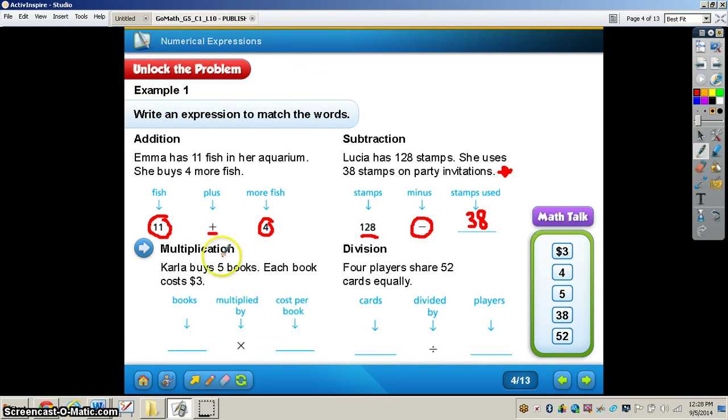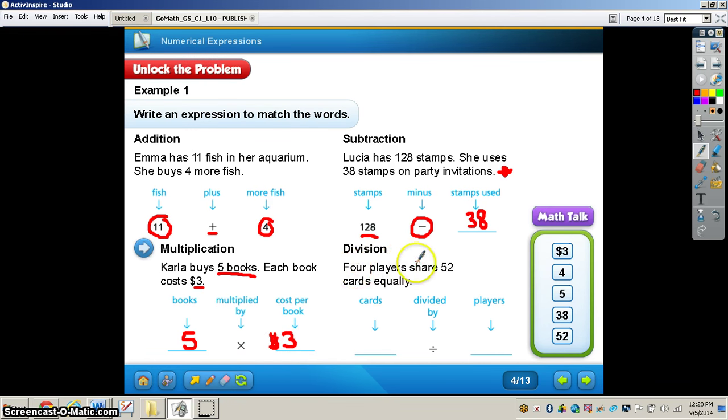Next one, Carla buys 5 books. Each book costs $3. You may try to figure out how much the books cost in all, for example. So this would be multiplication: 5 books, each costing $3. So we have our 5 books multiplied by 3, or $3, for our numerical expression.